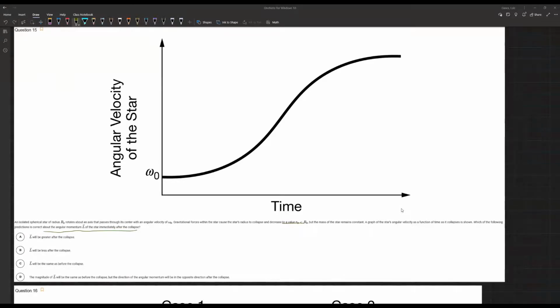Alrighty. So again, even though this collapse is due to gravity, the gravity acts along the radius vector. The gravitational force is always going to be aligned with it. So because of that, the net torque due to the force of gravity is zero. That means that the change in angular momentum is zero, which means that the final angular momentum is going to be the same as the original angular momentum. So C is our best answer choice. Very nice.